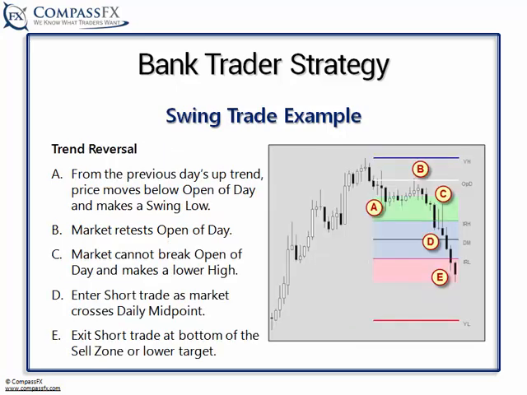This is an example of a swing trade trend reversal. As you can see, the market made a very strong move up the previous day, and we open up the day near the high of the previous day. The market drifts back down, tests the buy zone, and then bounces back up to test the open of the day. When the market cannot maintain the open of the day and falls back over from B down to C, we have the opportunity at that moment to enter a short trade as the market continues to drop down and cross over the daily midpoint, and look to exit our trade at the bottom of the sell zone or at a lower target.